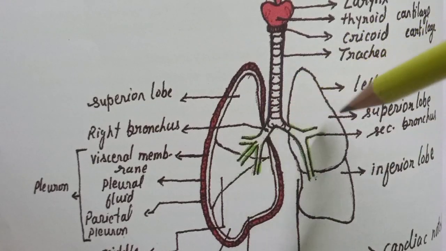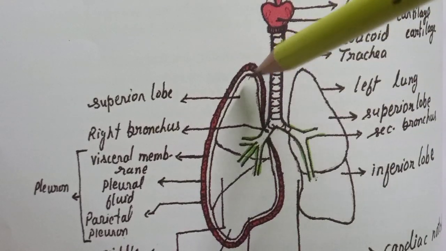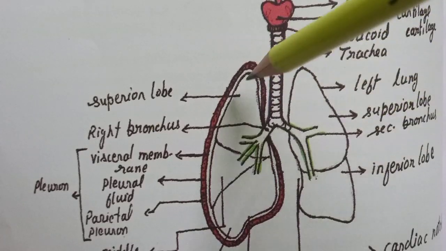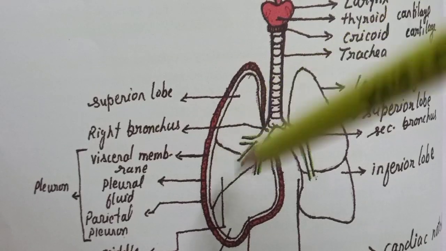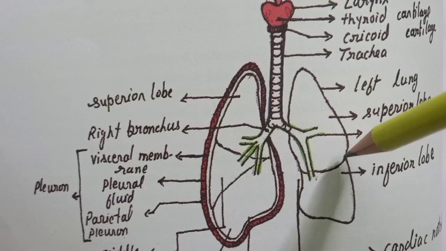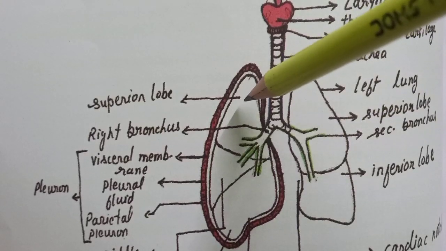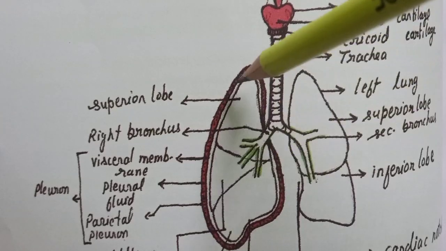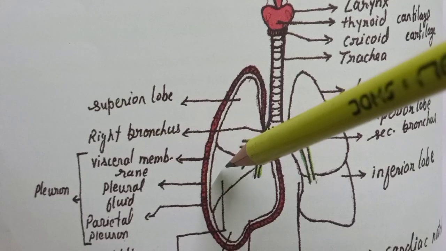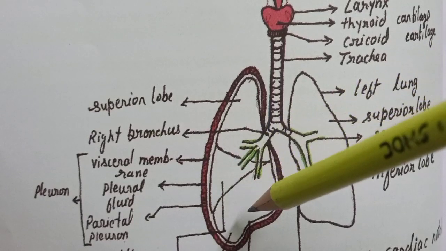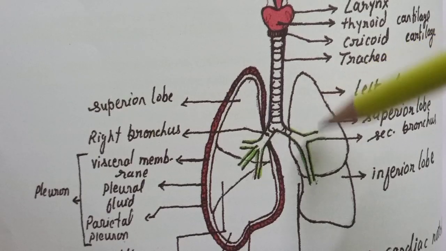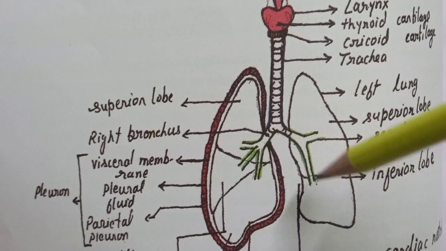So both the lungs are not identical in shape. The left lung is smaller as compared to the right lung. The left lung consists of only 2 lobes, whereas the right lung consists of 3 lobes. The 3 lobes are the superior lobe, the middle lobe, and the inferior lobe. Whereas the left lung consists of only the superior and inferior lobe.